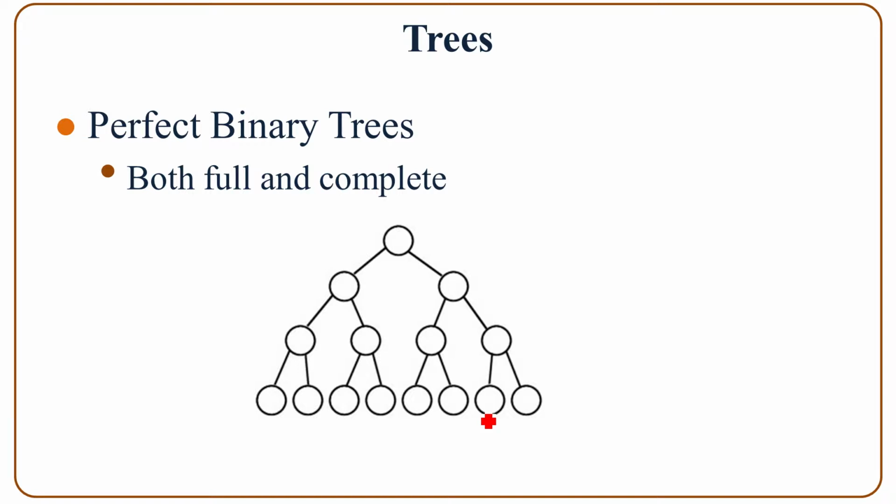A perfect binary tree is both a full and complete binary tree, as you can see in the example tree.